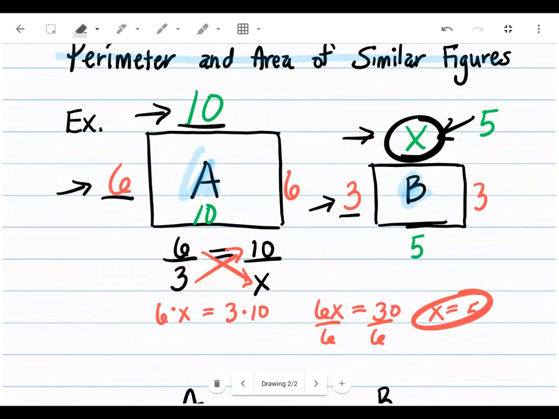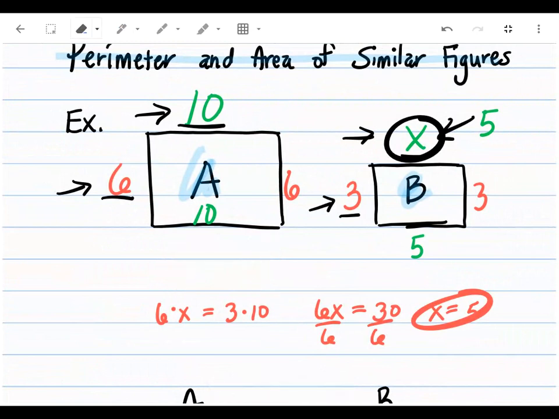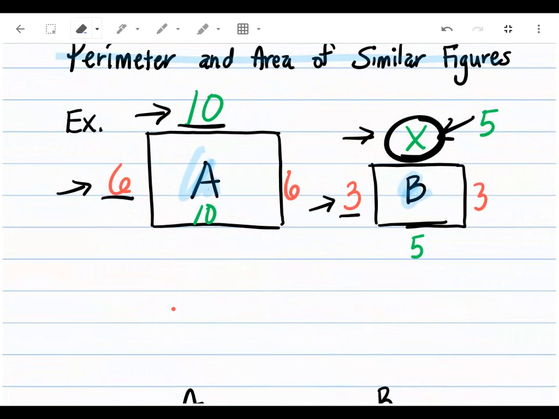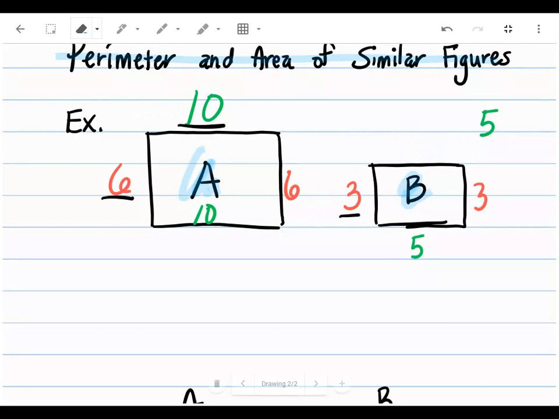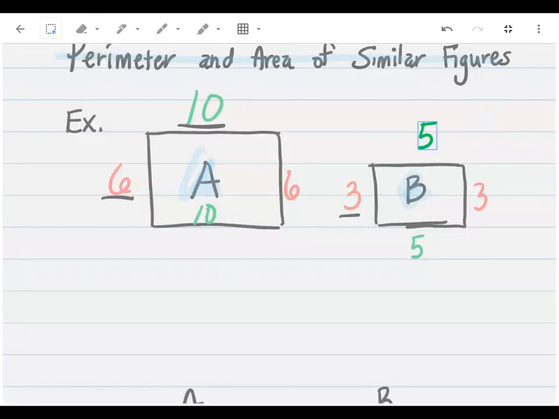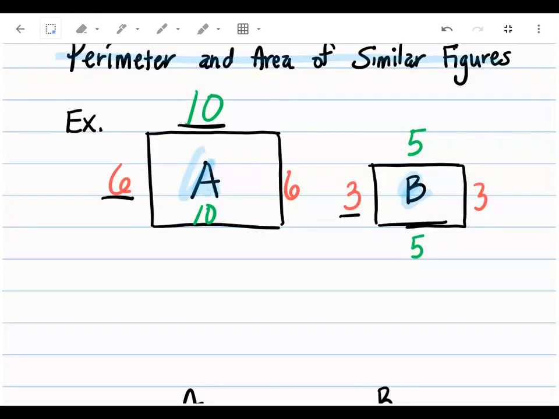So we have a lot going on here. Let me erase some of this so we can concentrate on what's important here. Too many arrows and other stuff going on. I'll go ahead and get rid of X, and I'll move that 5 down to there. Okay. So if we look at rectangle A, we have 6, 6, 10, and 10.